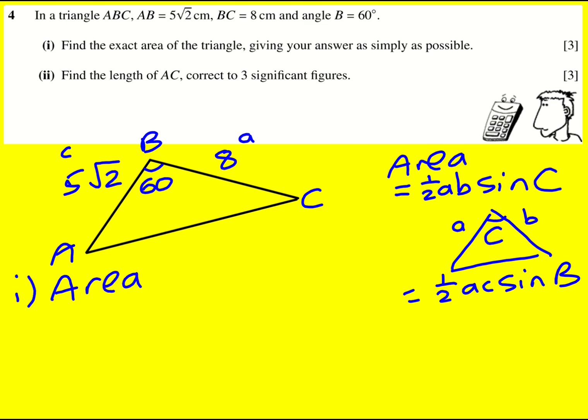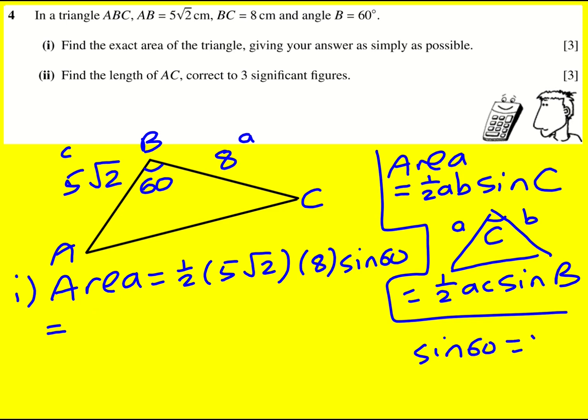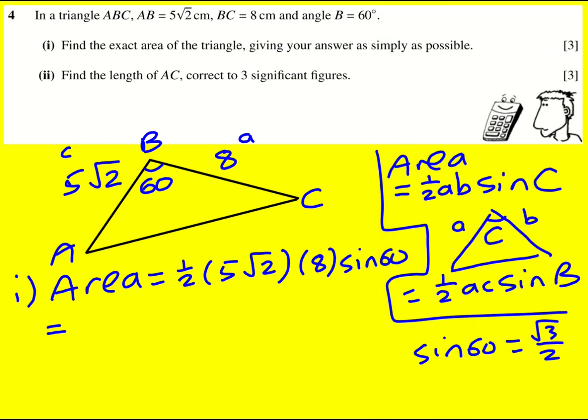And actually, at the end of the day, you just need an angle and then two sides either side, and you're sorted. So the area is going to be a half times 5 root 2 times 8 times sine 60. Now sine 60 is actually root 3 over 2. That one's worth learning actually, but if you don't know it, of course, you can put it in your calculator. This is a calculator question. So root 3 over 2.